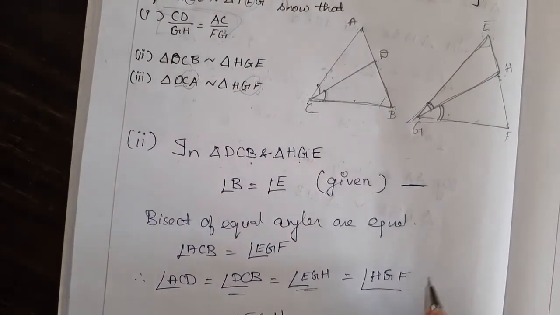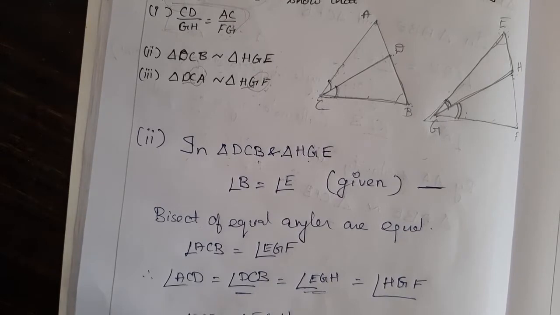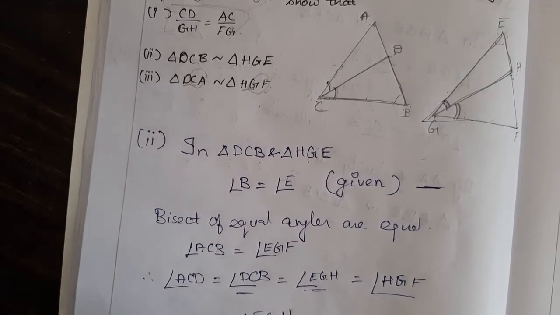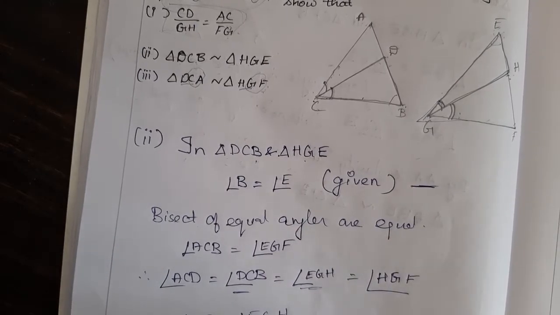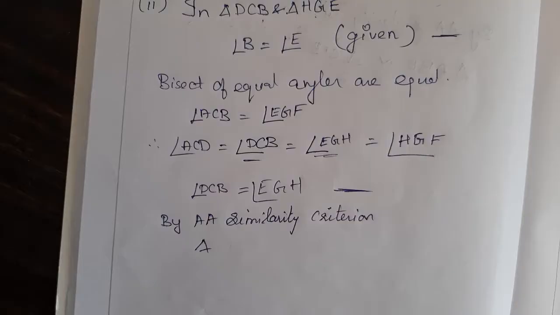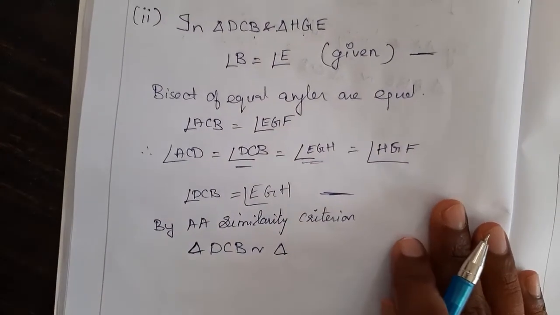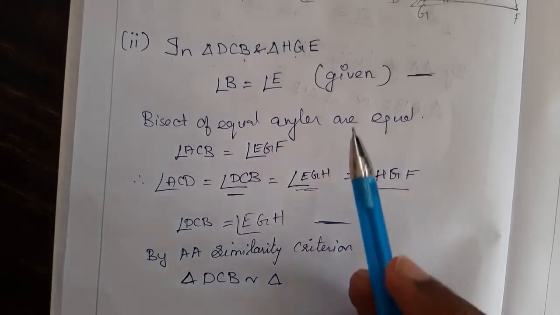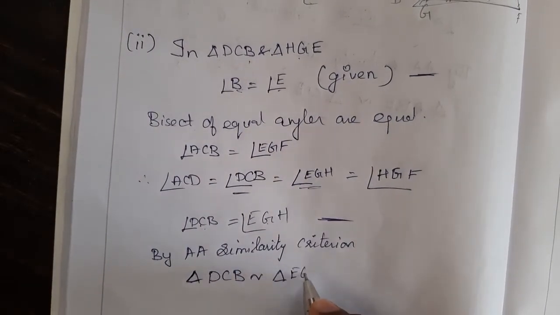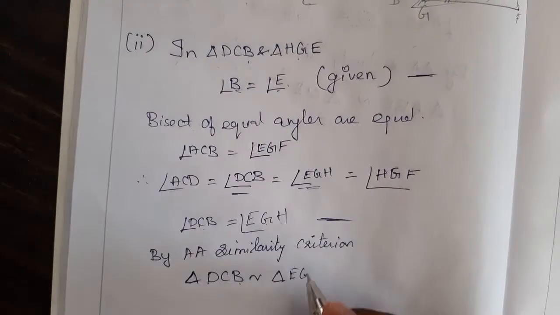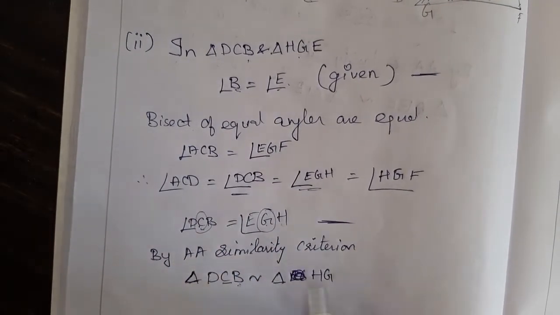So here we have proved one thing and here we have proved another angle in the triangle. So both are similar by AA criterion, two angles we have proved, right? By AA similarity criterion, triangle DCB is similar to triangle... we have to look at the order. We know that B and E are the same, and here it is C and G, and the rest D is E. So H, right? E is corresponding to B. So H and C is corresponding to G and B is corresponding to E.